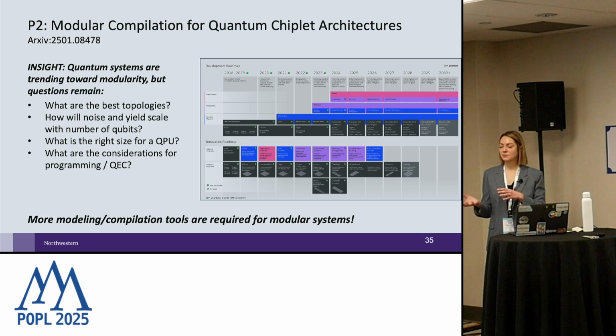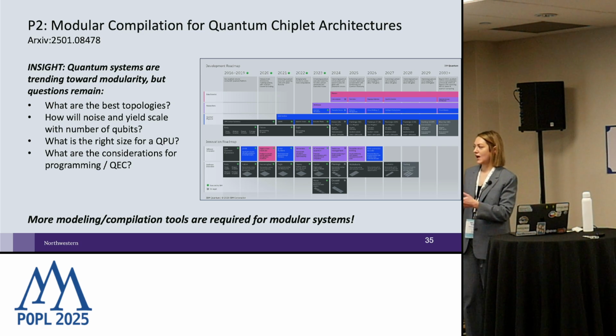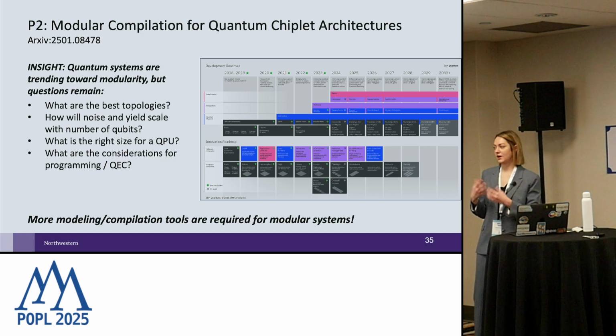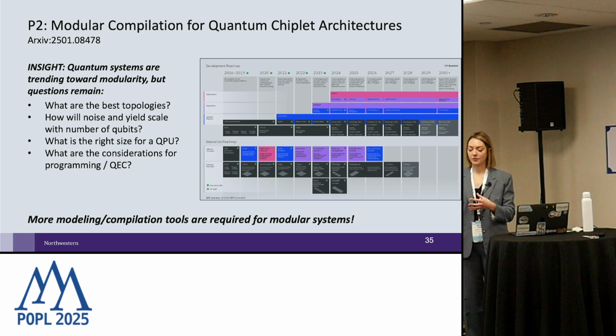Because these modular systems are emerging, we're trending towards a multi-chip architecture in the quantum space, but we have these questions, and the biggest question revolves around how we can adequately map our algorithms to these pieces of hardware in an effective manner. We were also motivated to see if we could apply the principles of parallelized compilation in the quantum space.